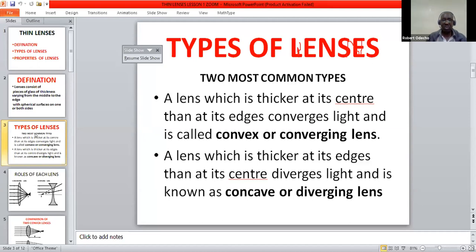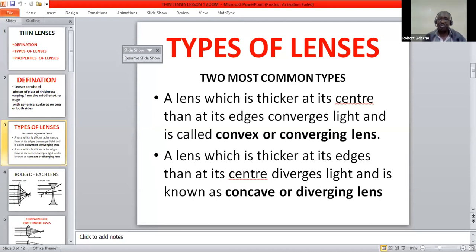So we now know one of the two most common types. I am narrowing myself to the two most common types. Type one is thicker at its center than at its edges. That lens converges light, and it is called a convex lens or converging lens.